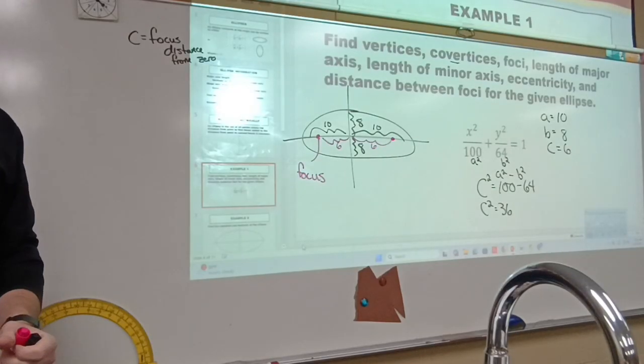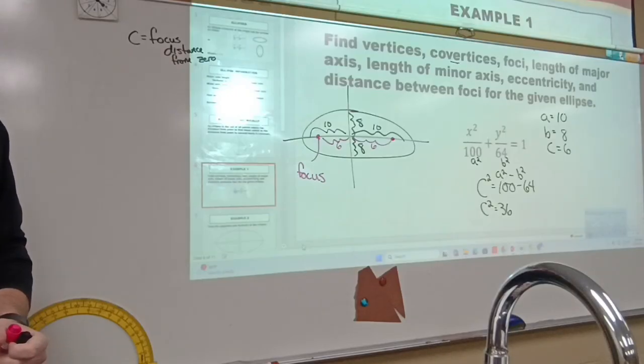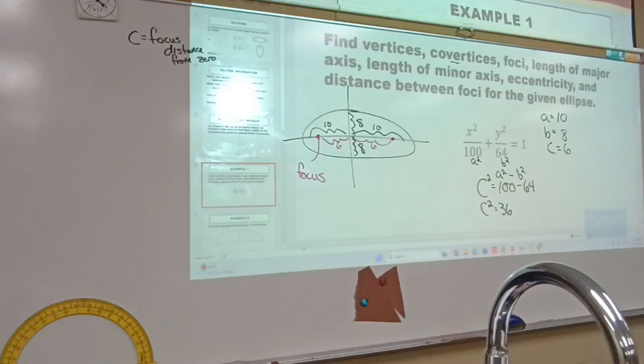The focus has to do with, if you're sending out rays, how they bounce from one focus to the other. If you shoot a ray out from one focus, you'll hit the other focus.